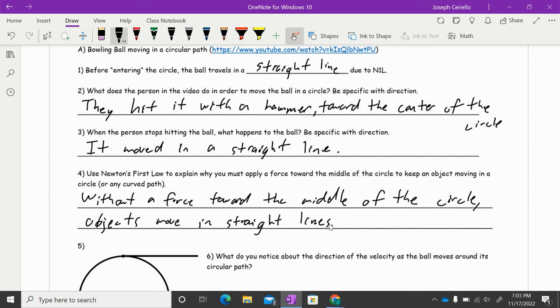All right, so again, thinking back to that video, the bowling ball is going to move in a straight line unless a force is acting on it perpendicular to its direction of motion that will always point towards the middle of the circle.